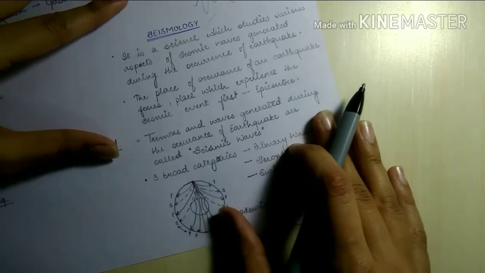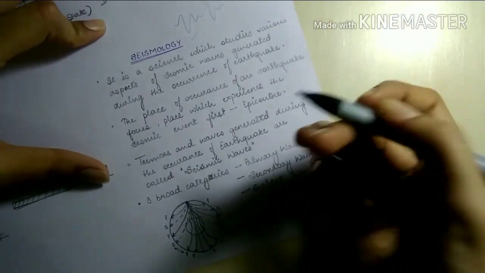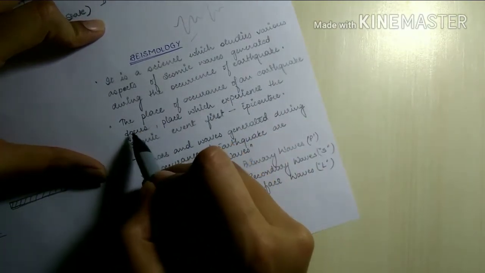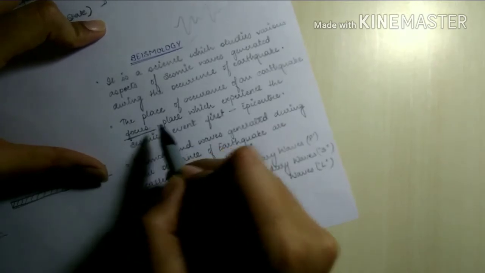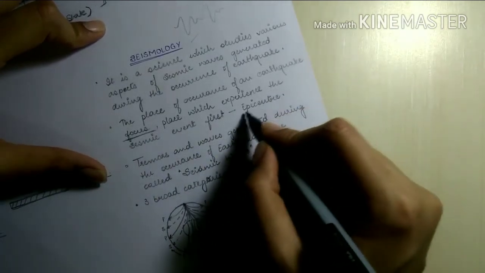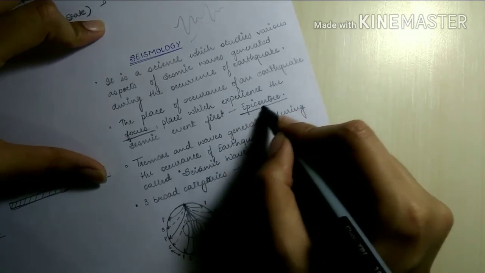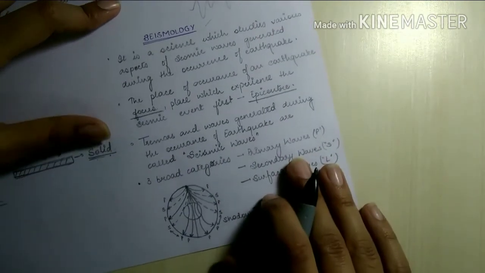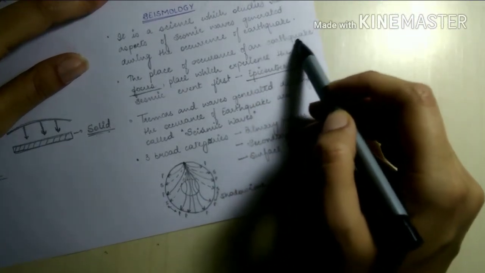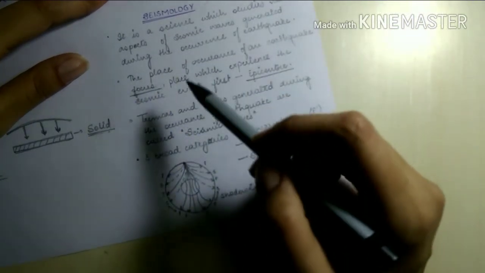There are a few things we should know about earthquake. The place where the earthquake occurs is called its focus. The place which experiences the seismic event first is known as the epicenter. So what I said is that whenever an earthquake occurs, there are waves generated.